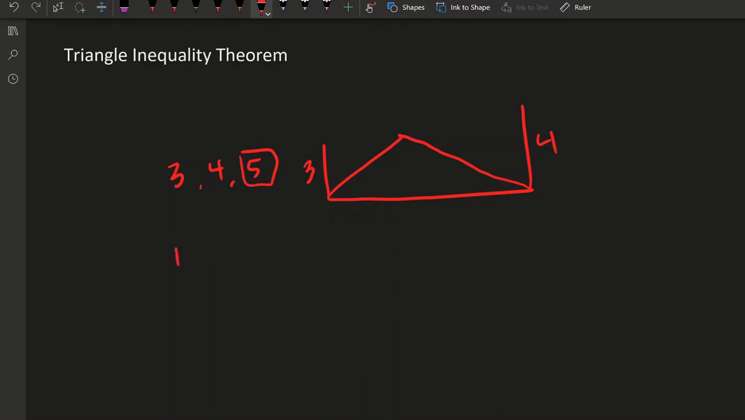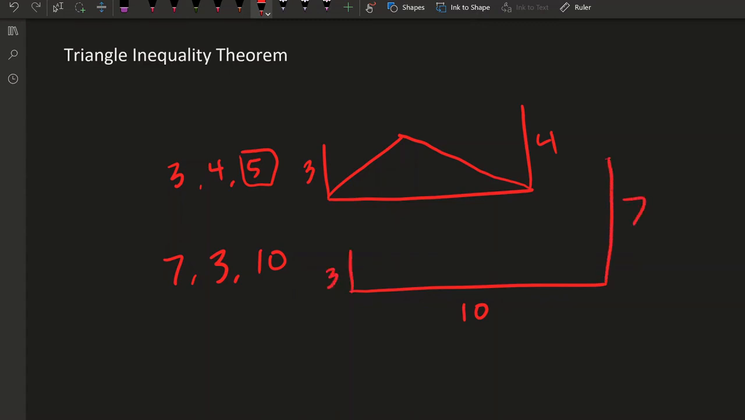However, if I had 1, 1, and 10, if this is 10 here and it's got a 1 here and a 1 here, if I try to make them meet, that's not going to work. So if I had, let's say, 7, a 3, and a 10. This would be 10 long, and then I would have 7 over here and 3 over here. And if I tried to push those down here so they would meet, 7 plus 3 is equal to 10. So those would fall all the way down, touch each other in the middle, and not form a triangle. They would make a straight line.